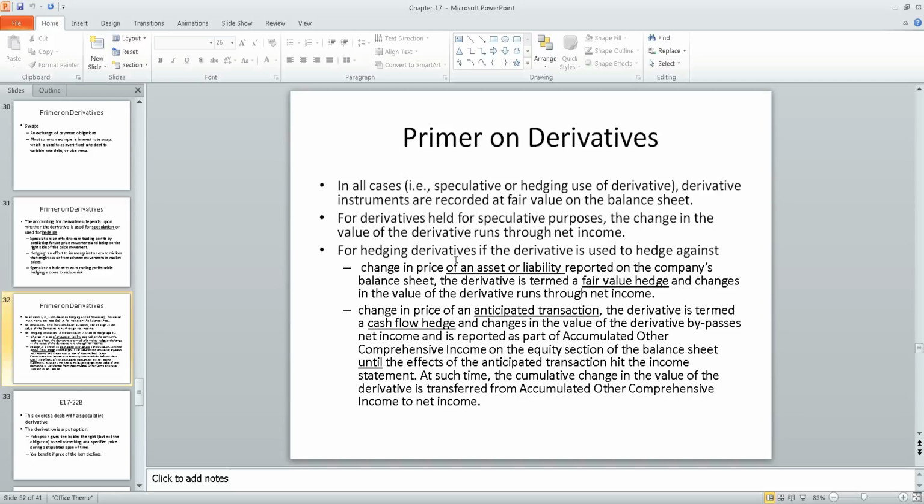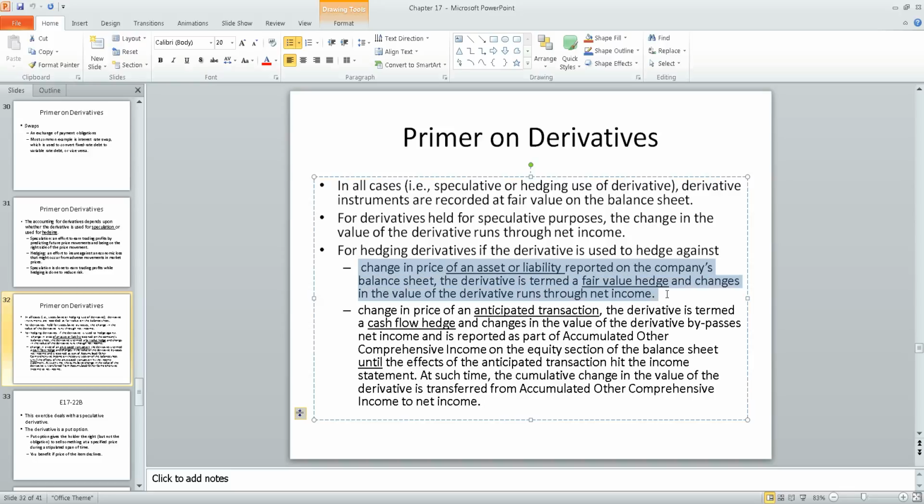hedging derivatives are classified into either fair value hedges or cash flow hedges. A fair value hedge is a hedge that is entered into to protect the company against the change in price of some asset or liability that's reported on the company's balance sheet. For fair value hedges, the change in the value of the derivative runs through the income statement.